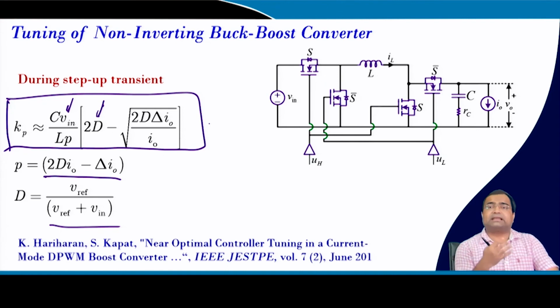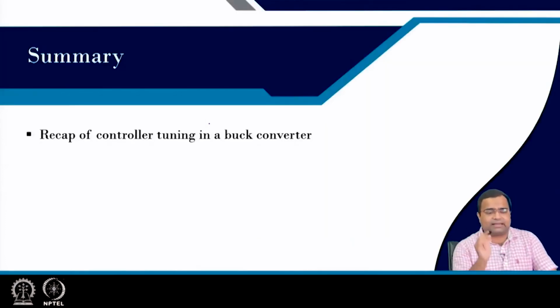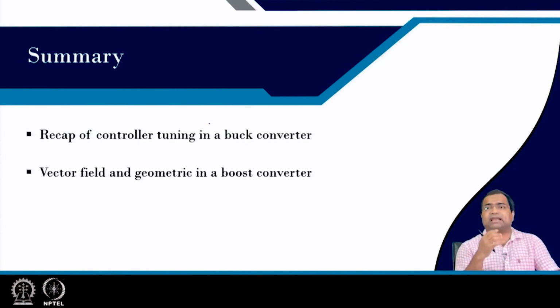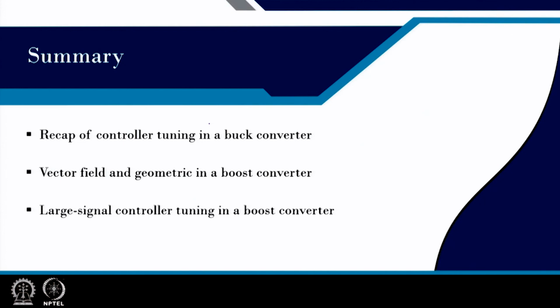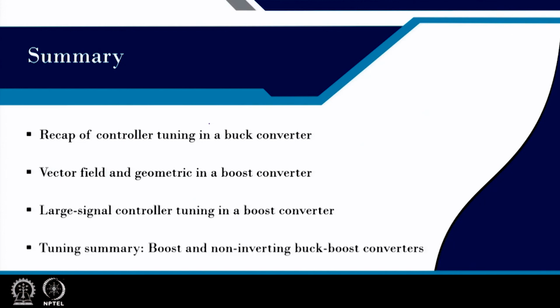So, this tuning method can be applied for buck boost, and for a two-stage cascaded converter, even if the cascade has a buck and boost, or two buck, or two boost. So, we can extend this technique. The only thing is we need to have the load current information, either by sensing, or if you do not sense, by some means of estimation. So, with this I summarize that we have recapitulated the controller tuning in a buck converter, then we drew the vector field and geometric aspect in a boost converter, then we talked about large signal controller tuning in a boost converter, and then we summarized the formulation of the tuning parameters for boost and non-inverting buck boost converter.